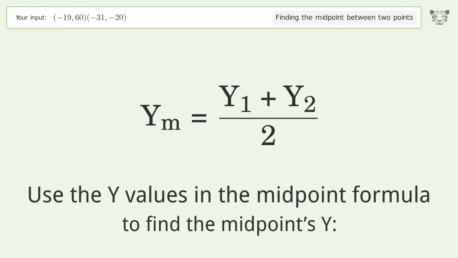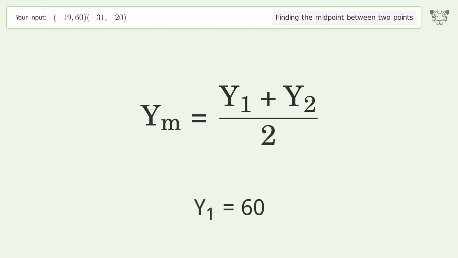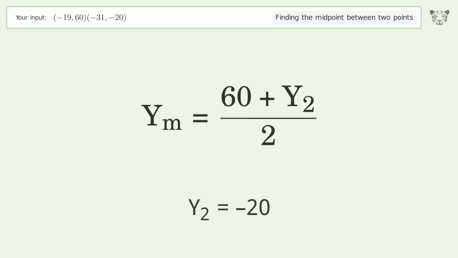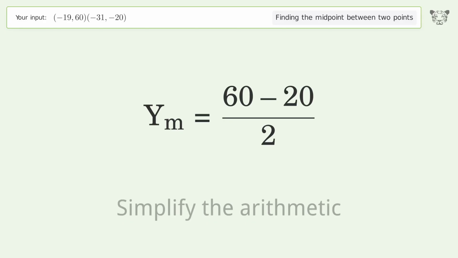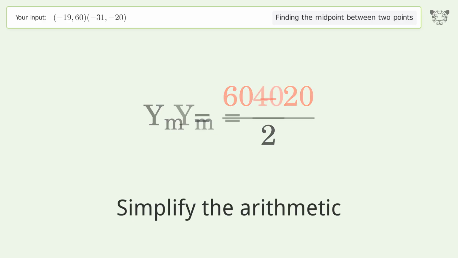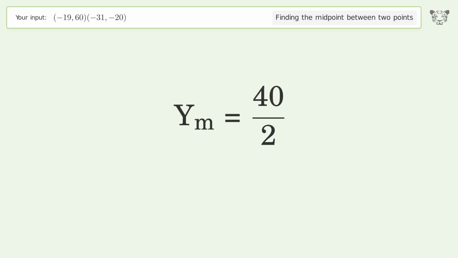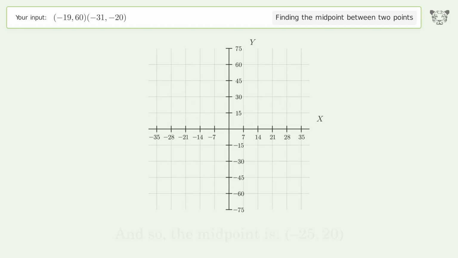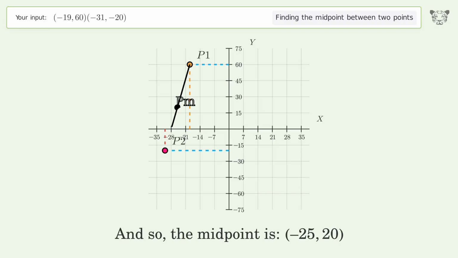Use the y values in the midpoint formula to find the midpoint's y. y1 equals 60. y2 equals negative 20. Simplify the arithmetic. And so, the midpoint is negative 25, 20.